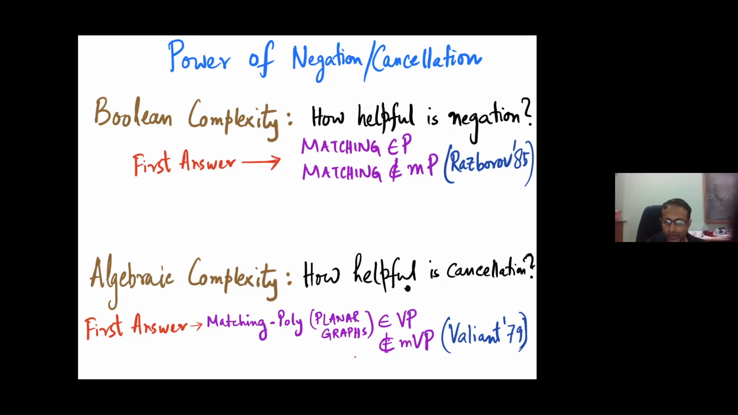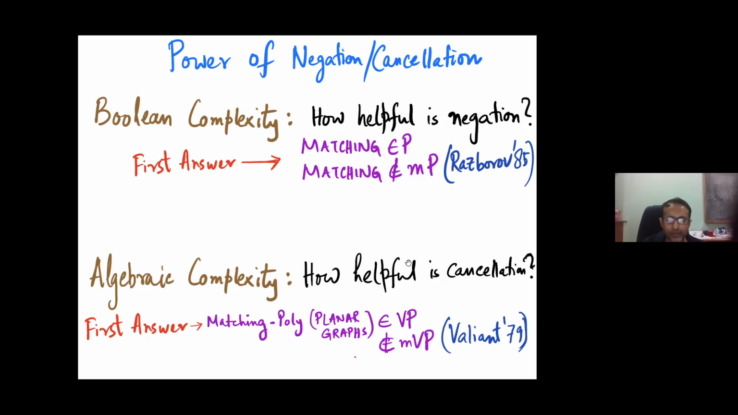And what we know, using an algebraic trick called the Pfaffian, is that if you take a planar graph and look at its matching polynomial, then it does have polysize circuits. So therefore, it is in VP. And what Valiant showed is that for a certain family of planar graphs, the corresponding matching polynomials cannot be computed cheaply with monotone circuits. So thereby, he showed that even to compute a monotone polynomial like the matching polynomial, cancellations can help you exponentially. His lower bound was exponential, so that gave you an exponential separation of the power of cancellation.